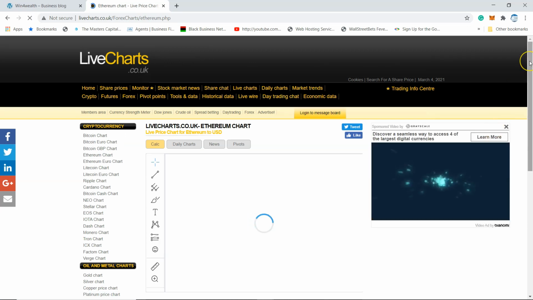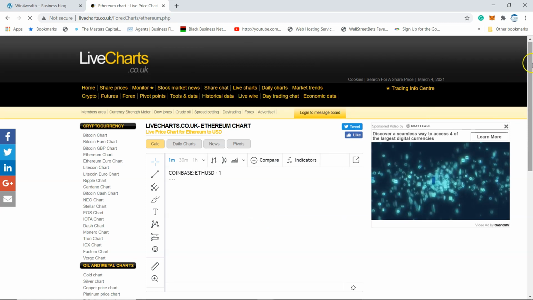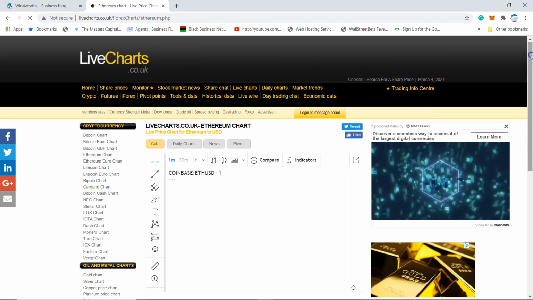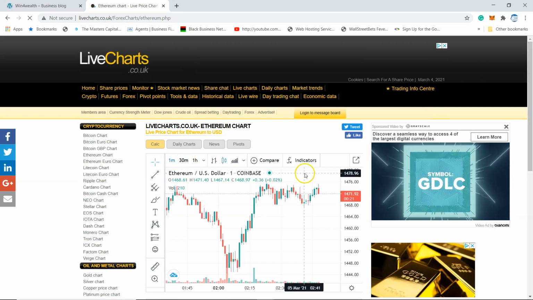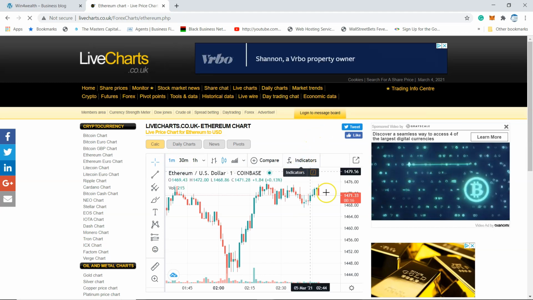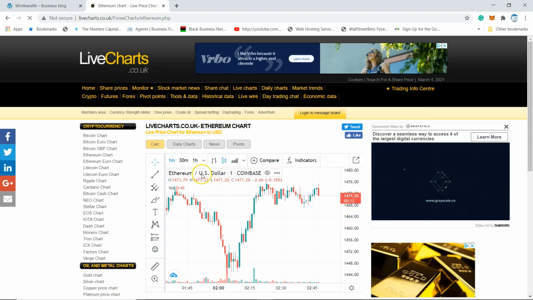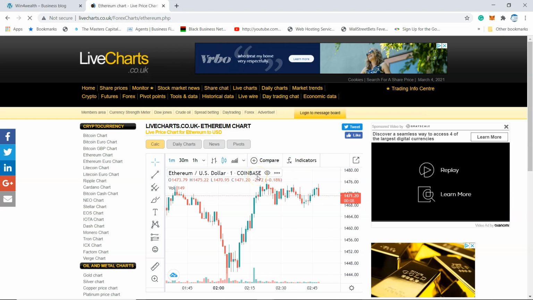Now with the Ethereum chart, you have different indicators. Since I am trading high frequency Forex, I am always concerned about the minute because I'm in trades about a minute to 5 minutes at a time. So we're going to look. Right now it's at 1471 Ethereum compared to US dollar. You see right here, this information came from Coinbase, very accurate. So we can add indicators on here.